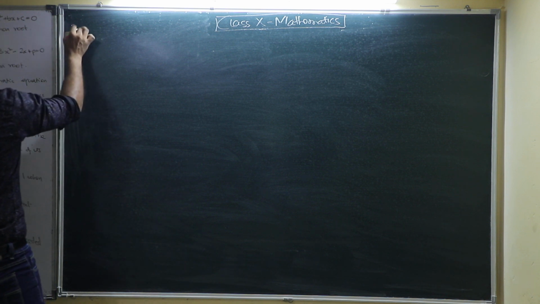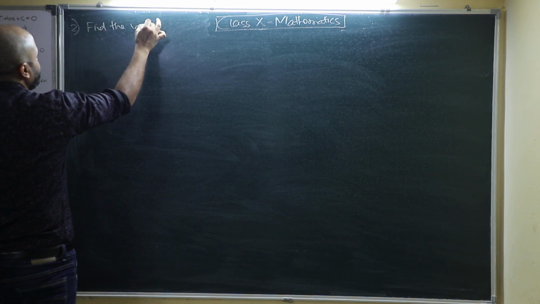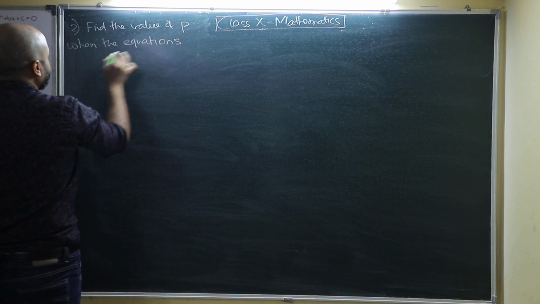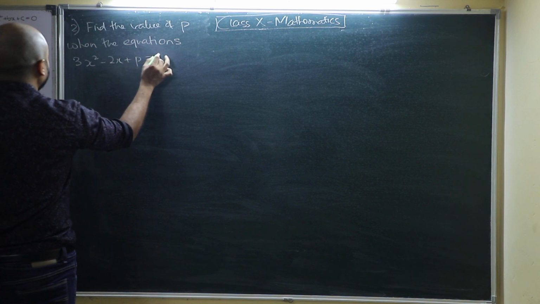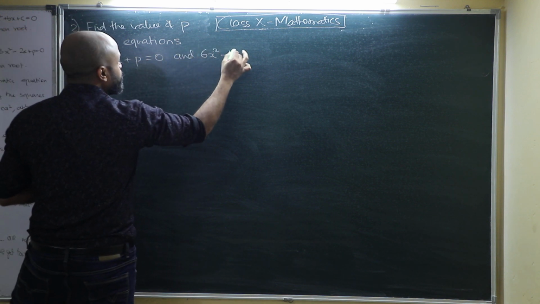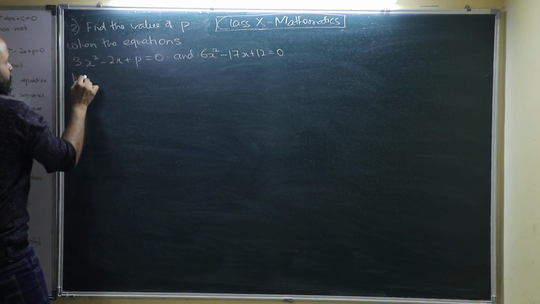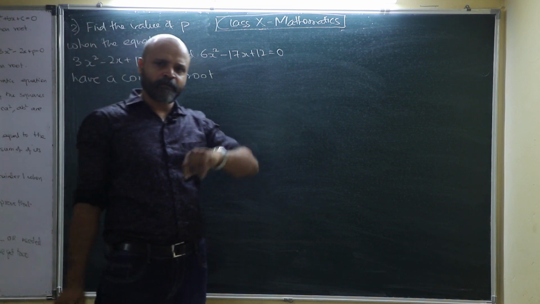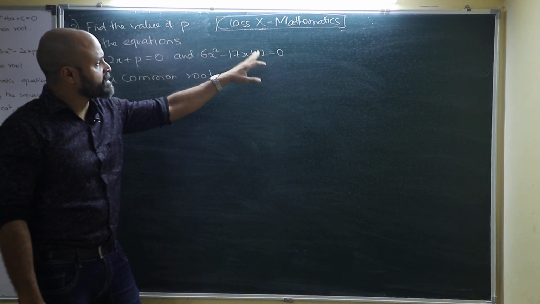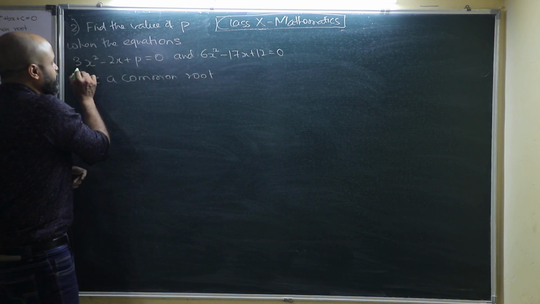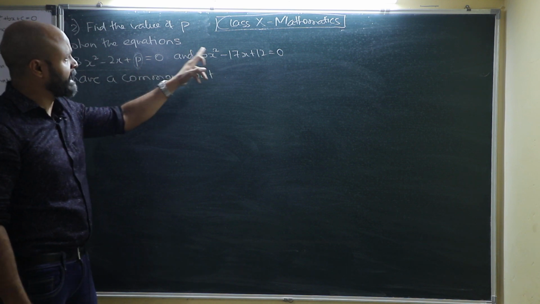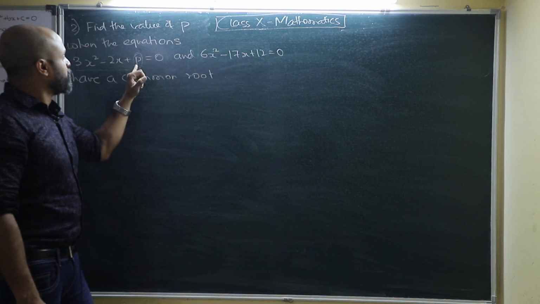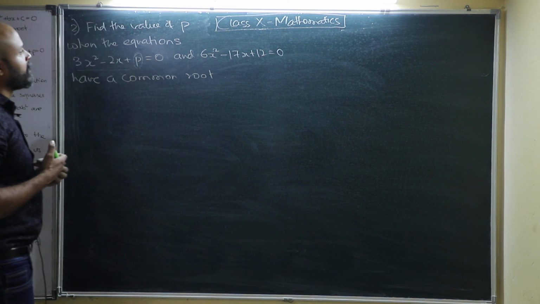Okay, now let's move on to the other one. We have here: find the value of p when the equations 3x square minus 2x plus p is equal to 0 and 6x square minus 17x plus 12 is equal to 0 have a common root. So they have a common root, very similar to the previous problems we have dealt with. 6x square minus 17x plus 12 is equal to 0 is a format wherein you have an unknown c. Basically ax square plus bx plus c is the format of a quadratic equation. In this case the c part is known, but in the other the c part has been replaced by a p. So let's quickly figure out how to deal with this.